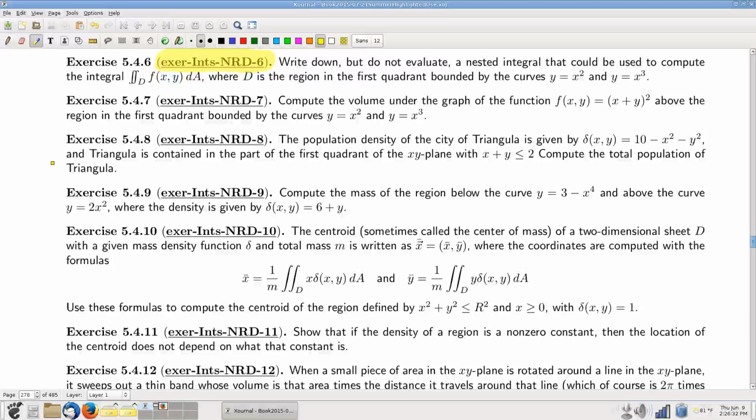Right, so again, this is a phase 2 only part of the problem. We don't have to evaluate, so no phase 3. We're given the double integral, so no phase 1. So let's worry about the domain, and what are the bounds that come from the domain. So, y equals x squared, y equals x cubed in the first quadrant.